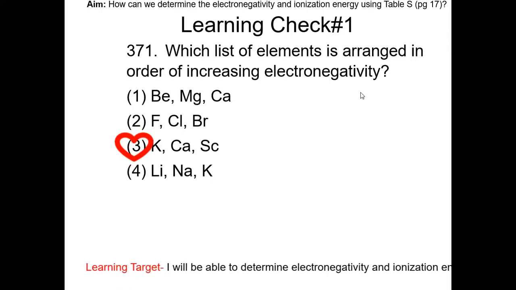You can use the trends, but in case you forgot the trend on the day of the exam, just use table S and look up the electronegativity values of each element. That'll be the easiest way to do it.